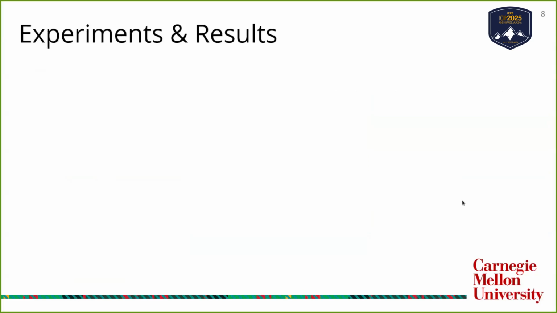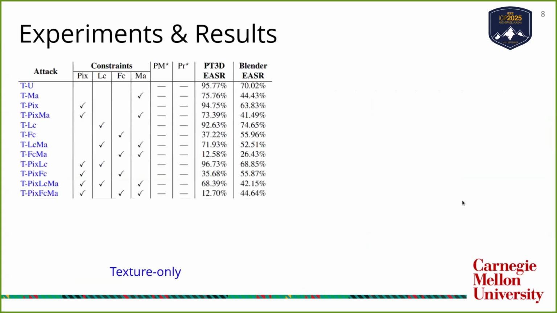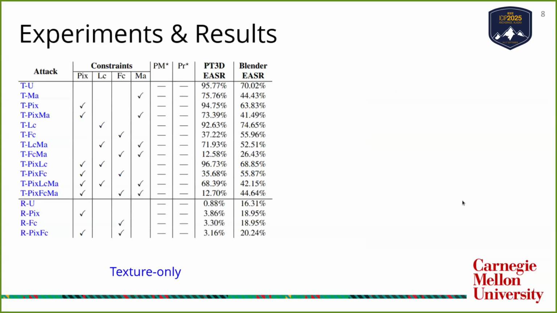This slide presents the quantitative results of our adversarial attacks. At the top, we show results for texture-only attacks. Below that are randomly generated textures that satisfy constraints but are not optimized. The first key result is that optimized textures clearly outperform random ones, even under the same constraints. This shows that optimization is essential for adversarial success. Constraints alone are not enough.